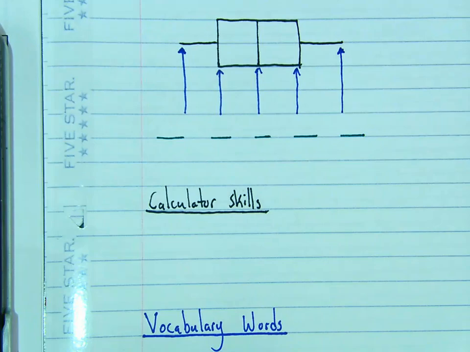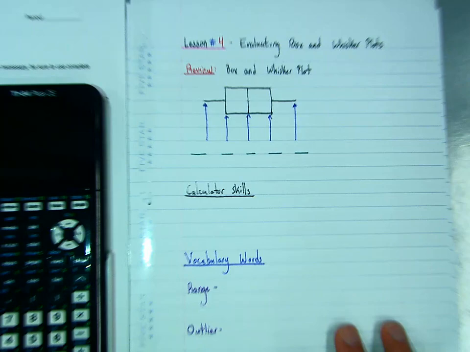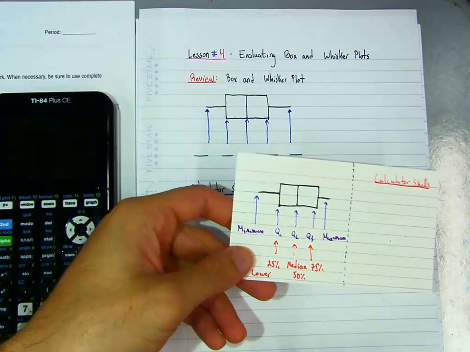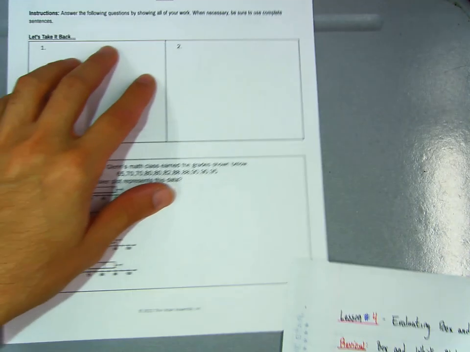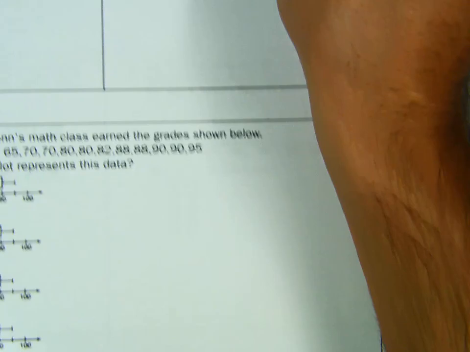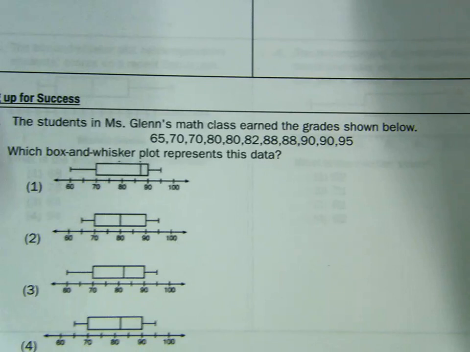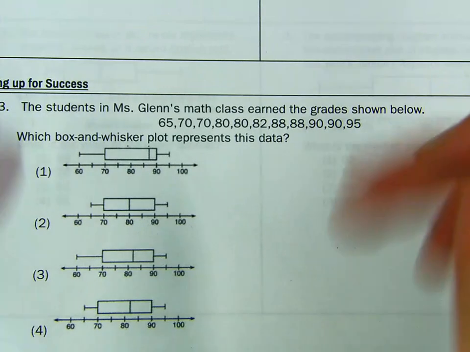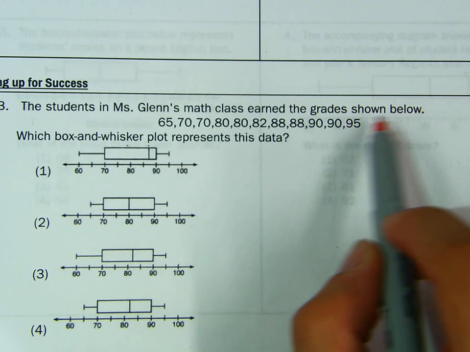All right, so let's actually get to the nitty gritty and let's try some math problems having this visual description, right? So here, let's take a look. Let's move our notes to the side and let's take a look at the warm up question over here. And let's see, what does it say? It says, first part, let me fix the camera angle. Okay, that's good. It says, the students in Miss Glenn's math class earned the grades shown below.